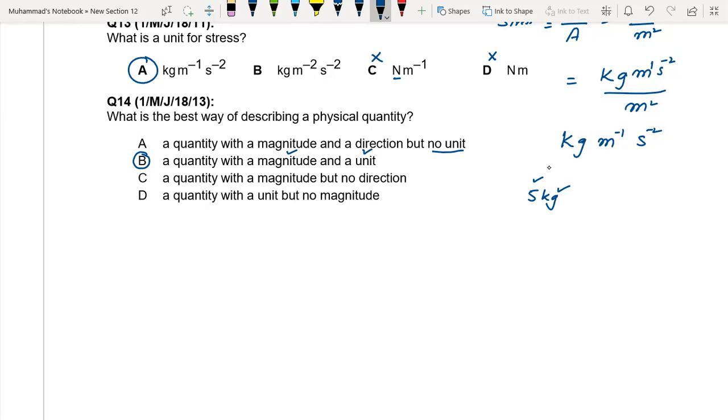There are a few quantities which need direction as well. They are known as vectors. Now let's check C, a quantity with magnitude but no direction. Here we do not discuss magnitude only; there must be a unit as well. So without a unit, it is not the best way of describing a physical quantity. A quantity with a unit but no magnitude? No. If you say my mass is this many kg, and you don't put a magnitude, this is not the best way of describing a physical quantity.